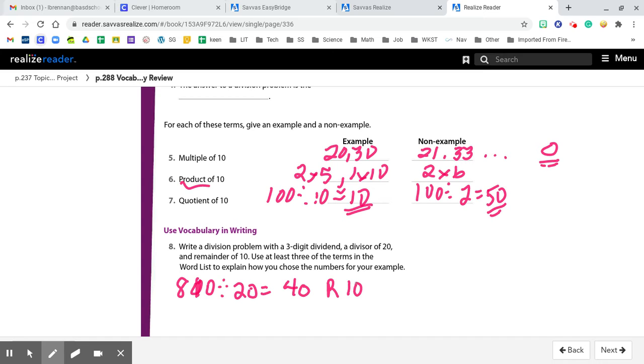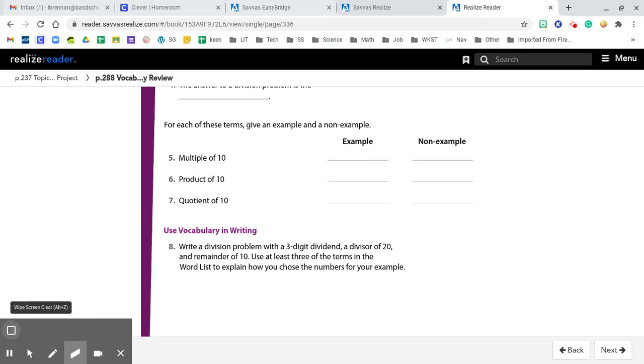Use at least 3 of the terms in the word list to explain how to choose the numbers for your example. So what I first did was, I wanted a divisor of 20, and I wanted a 3-digit dividend, so I got those. But when I wanted the remainder of 10, I had to increase my dividend by 10, so I could get my remainder of 10 there. All right, I'm going to move on.